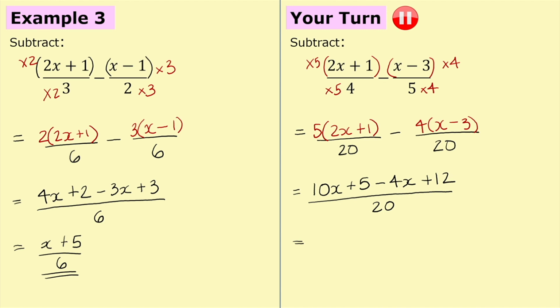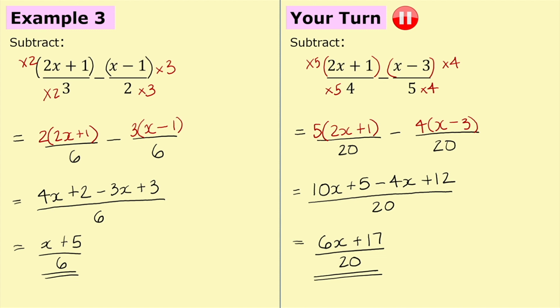And then here I have 10x subtract 4x, by collecting like terms to get 6x, and then 5 plus 12 to give us plus 17 over 20. So well done if you got that.